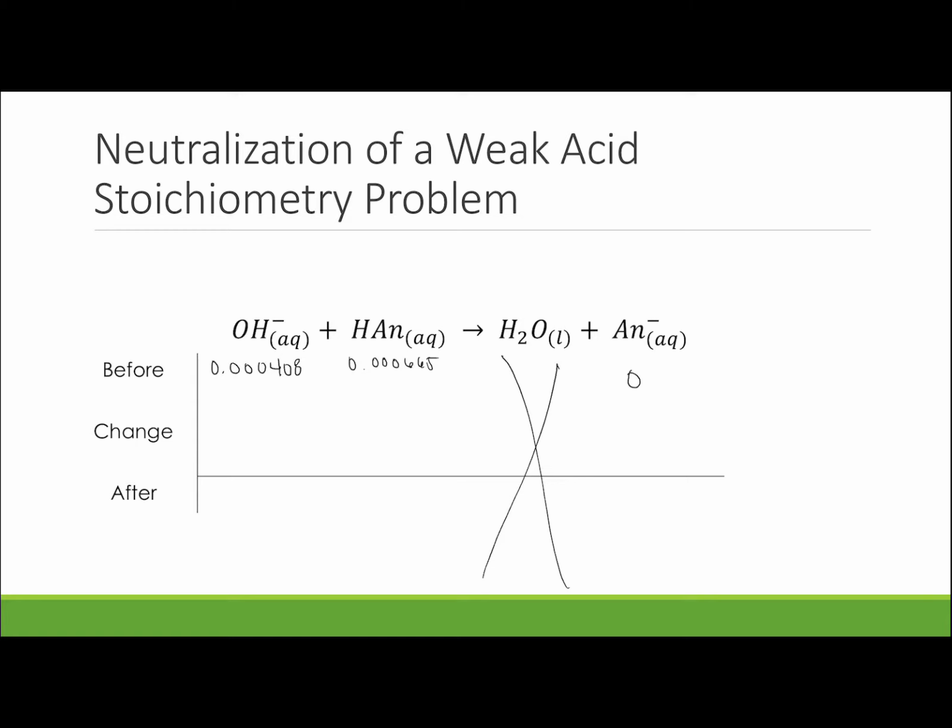Since we have a strong base, this is going to react completely. So we're going to do minus 0.000408 moles here. And we're going to do the same thing, minus 0.000408 moles here. Keep in mind your BCA table is always in moles. Whatever we minus from our reactant side, we're going to add to our product side. So we add 0.000408 moles here.